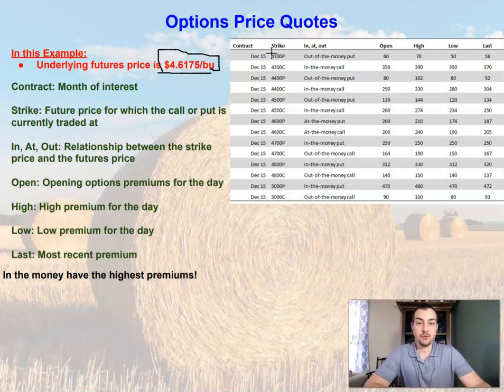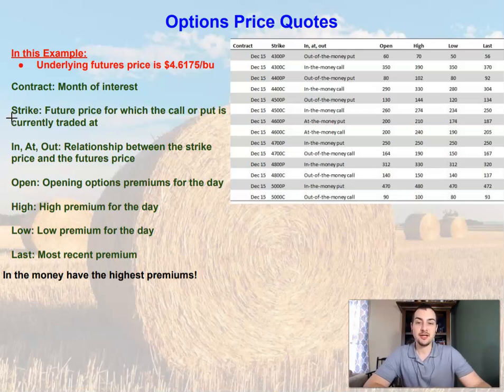So the contract, of course, is the contract of interest, or the month of interest, and it's going to show month and year. Now, one thing to note, whenever we're talking about our futures contracts, each one of these were different. But here we're talking about one common month, and we're going to talk about why we use just one common month in this particular example.